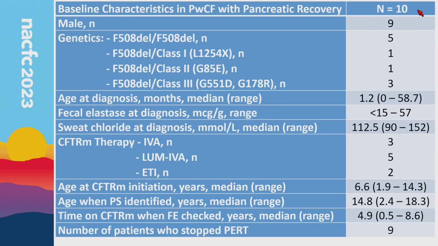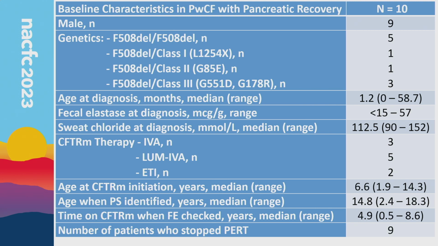I will now present the baseline characteristics of the 10 patients that converted to pancreatic sufficiency. Nine of the patients were male. Five were homozygous for F508del, and of note, one of the patients had a stop mutation. In terms of age of diagnosis, one patient was diagnosed antenatally, four patients via newborn screening, and those diagnosed prior to newborn screening were diagnosed between 1.5 months and 4 years, 10 months of age. Three patients were on ivacaftor, five on Lumacaftor-ivacaftor, and two on ETI when they were discovered to have pancreatic sufficiency.